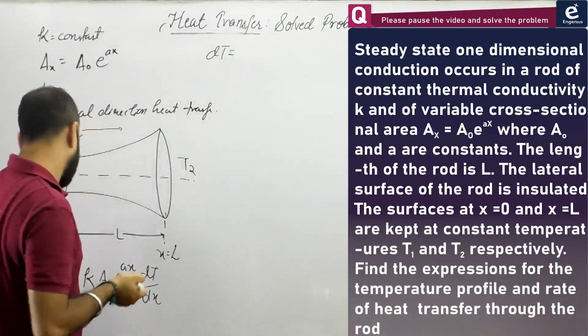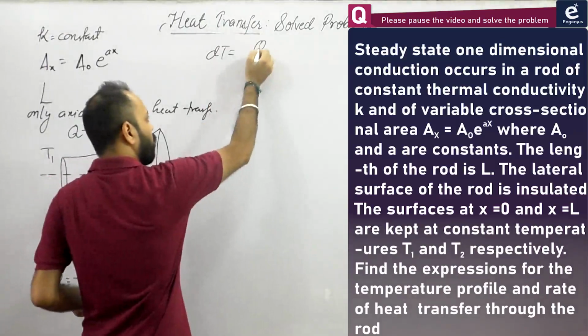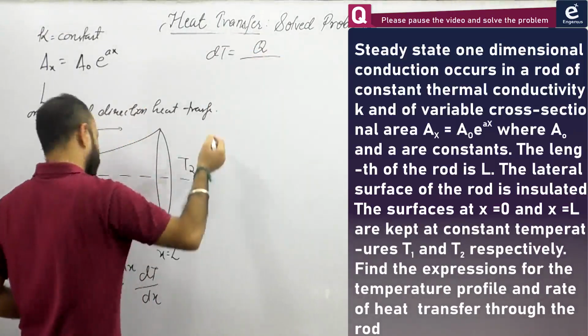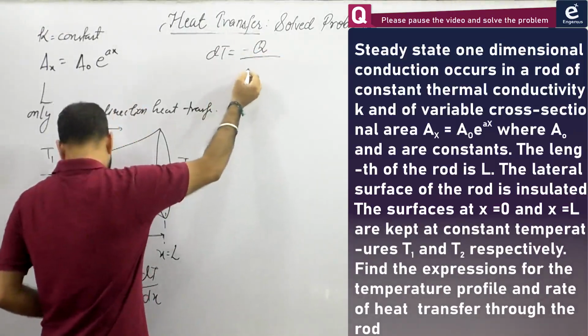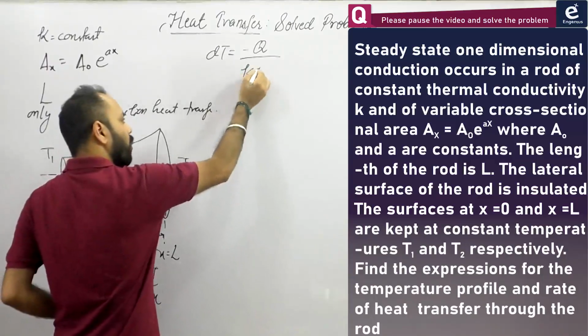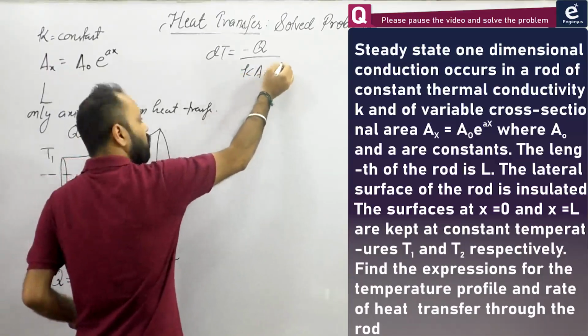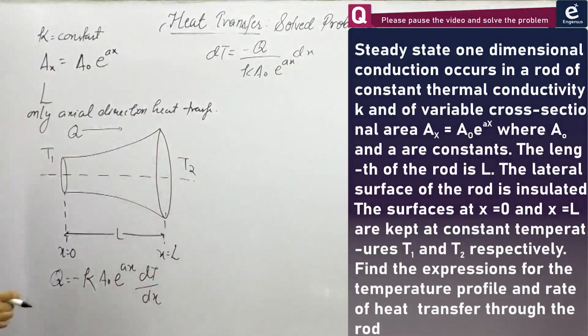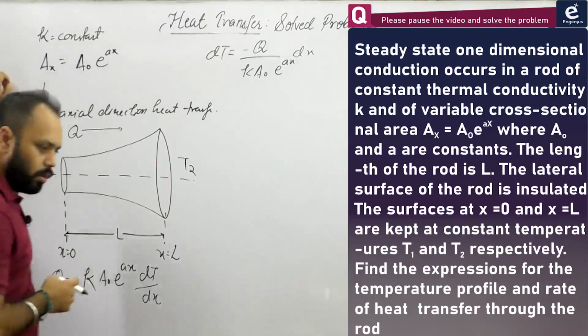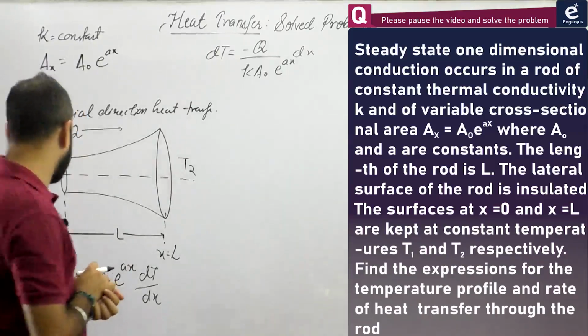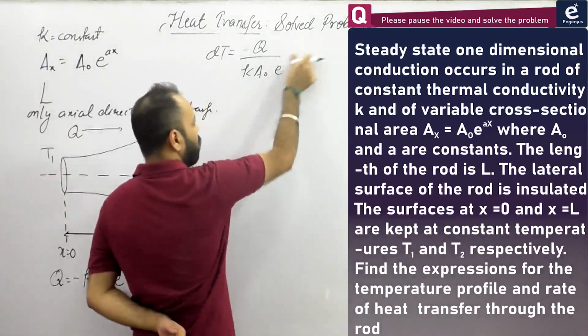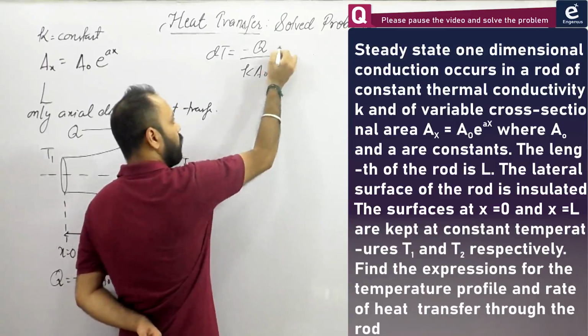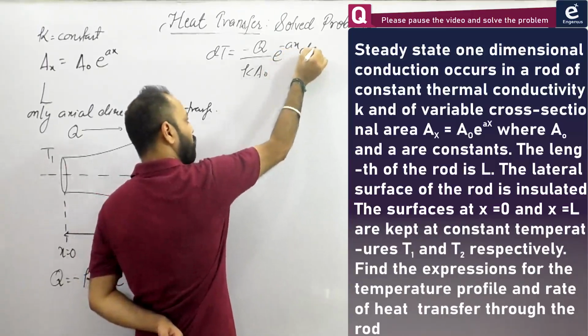Separate it. dT is equal to minus Q divided by K A naught into e raised to the power minus ax dx. Is it okay to write like this? Okay. K A naught e raised to the power minus ax into dx, right? So that becomes, in this case, I can also write this as e raised to the power ax in the numerator, है ना?